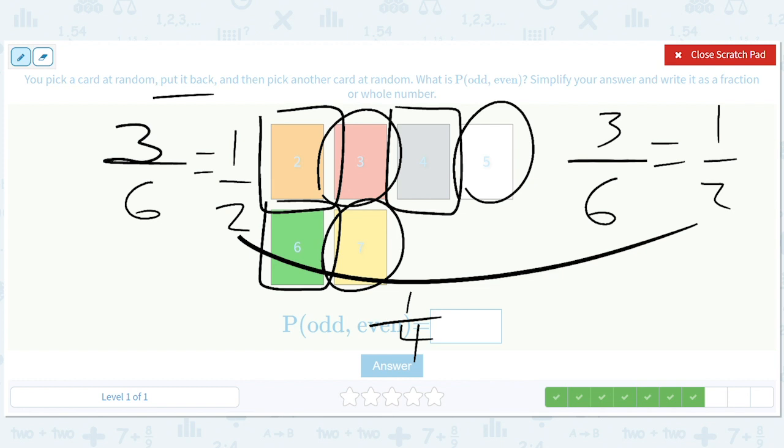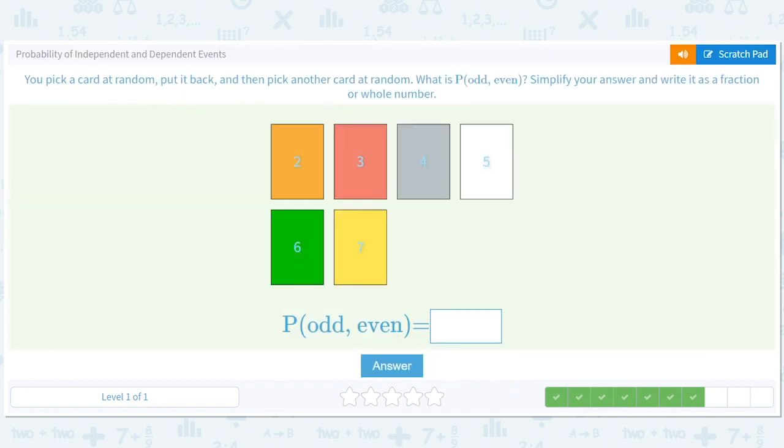So what's the probability of flipping an odd card and then flipping an even card? 1/2 times 1/2, or 1/4. That would change if we didn't put the first card back, which is something interesting to think about. Okay, so let's go ahead and write 1/4.